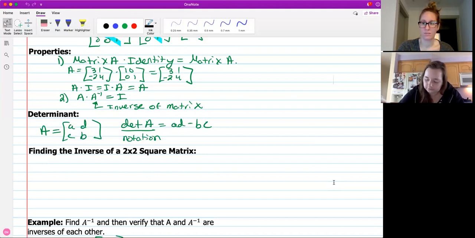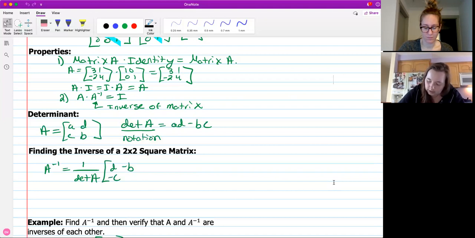Okay. So to find the inverse of a 2x2 matrix, we are going to have A to the negative 1, and this is equal to 1 over the determinant of A. So that's where that piece comes in. And then you're going to take D, negative B, negative C, and A. I know this looks funky. A is the same as above: A, B, C, D.